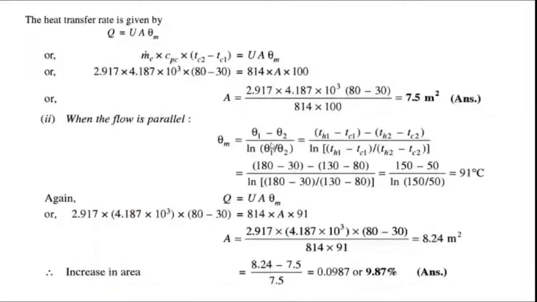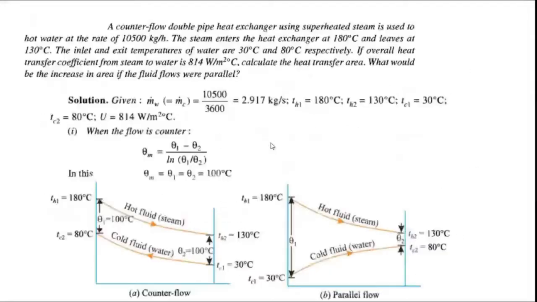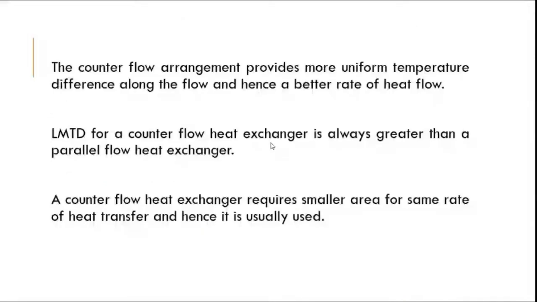In the second numerical, we saw a special case. A special case was that when theta 1 is equal to theta 2, for counter flow heat exchanger, we take theta m value equal to theta 1 or theta 2. We also saw that for a counter flow arrangement, LMTD value is always greater, and hence area requirement for counter flow heat exchanger will be lower. So counter flow arrangement is preferred over parallel flow arrangement.